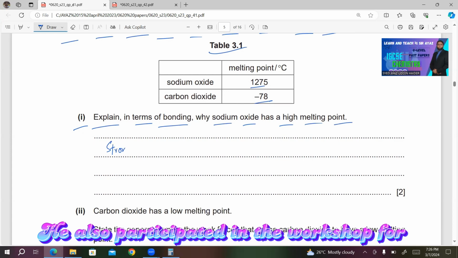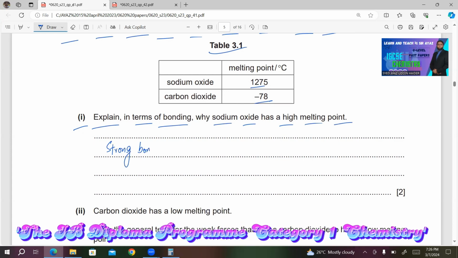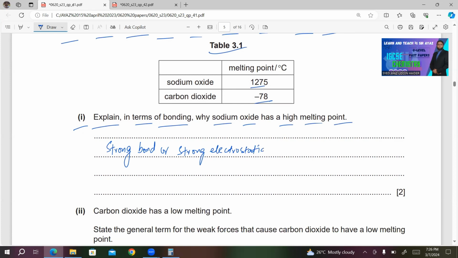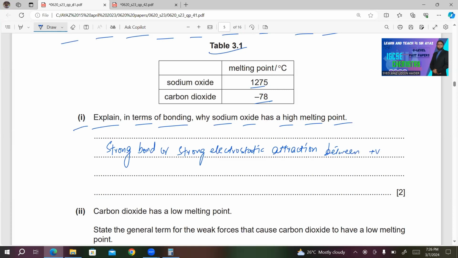Strong bond, or strong electrostatic attraction. So it must be between the oppositely charged ions, between positive and negative ions. Number 2, carbon dioxide has a low melting point.